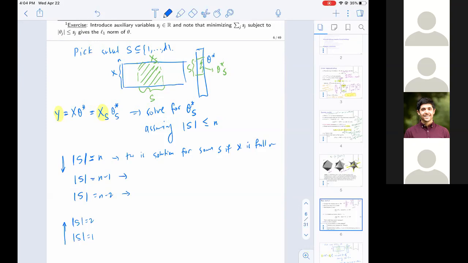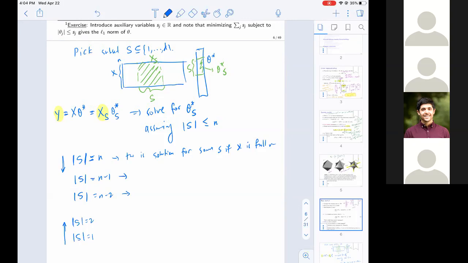Does that make sense? But this is combinatorial. You have to search and choose. Basically, it would be the sum of n choose 1, n choose 2, up to n choose k, where k is the support of the feasible solution. Any questions?